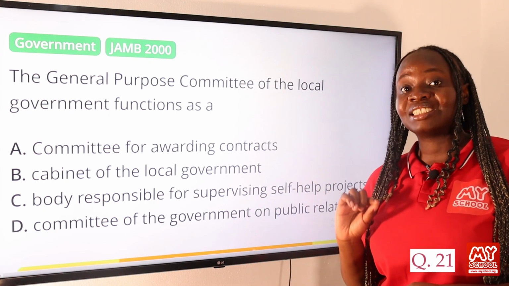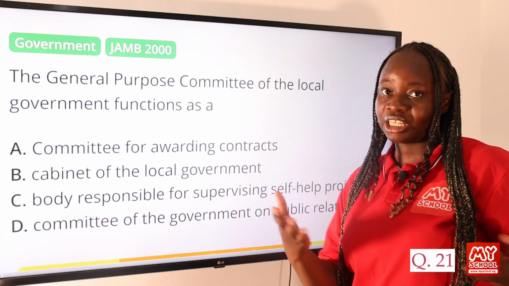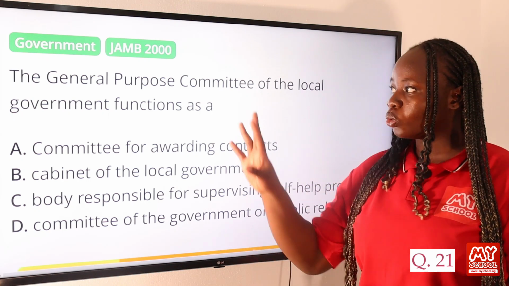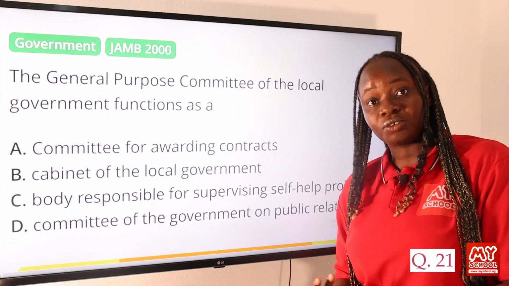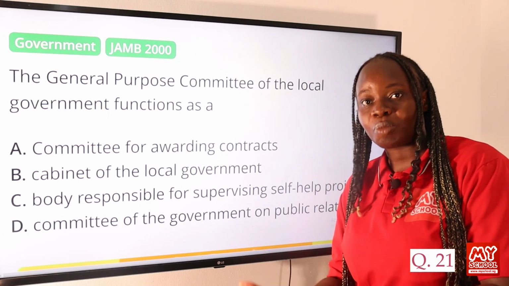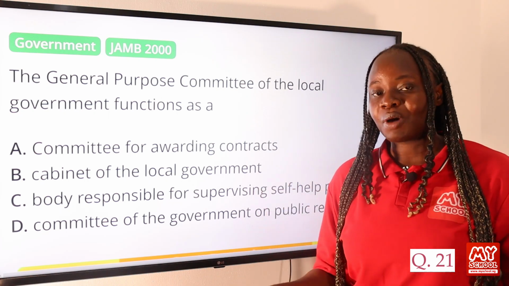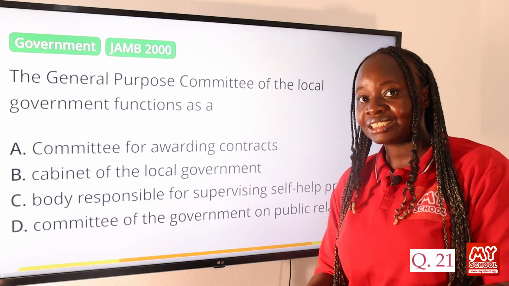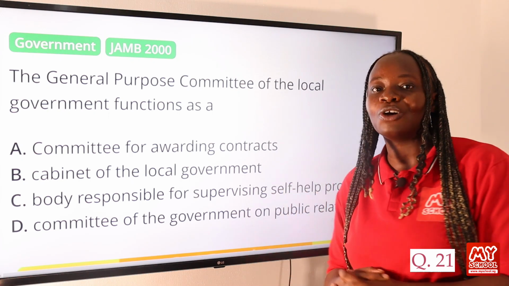So the General Purpose Committee serves as a cabinet. You know, a cabinet is composed of ministers of a particular state. So in Nigeria, for example, the cabinet is composed of all of the various ministers within the country. It is the same thing for a local government. It consists of heads of departments and other senior officials within the local government, such as heads of health, sanitation, education, and various other departments. They come together to make policies that will favor the citizens living in that particular local government. The answer to this question is option B, Cabinet of the local government.